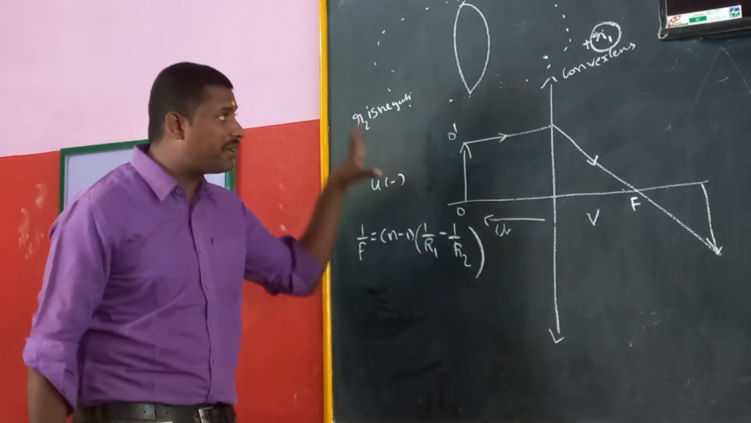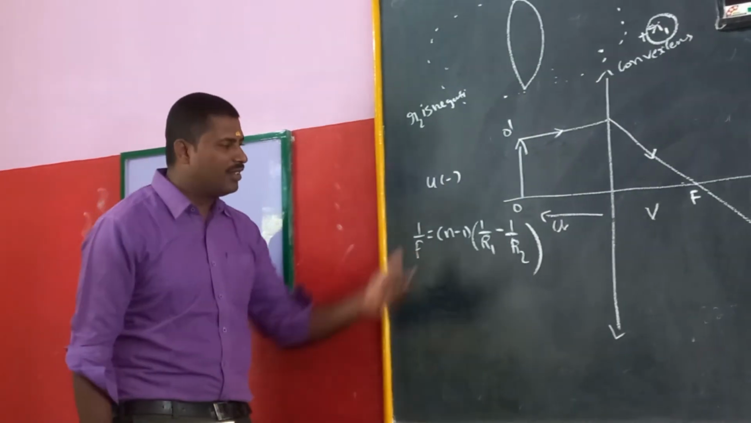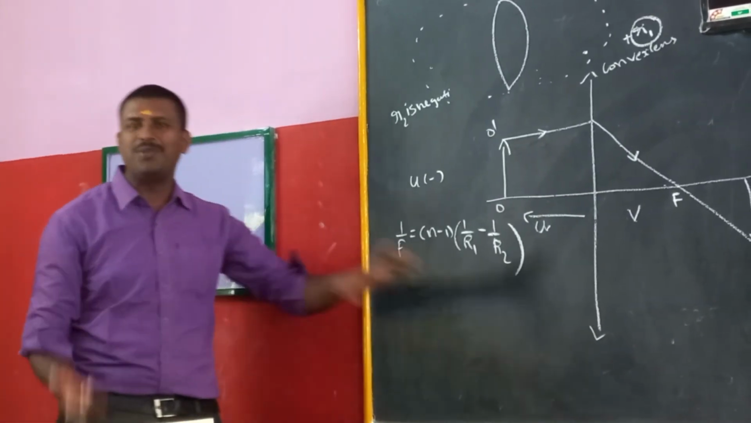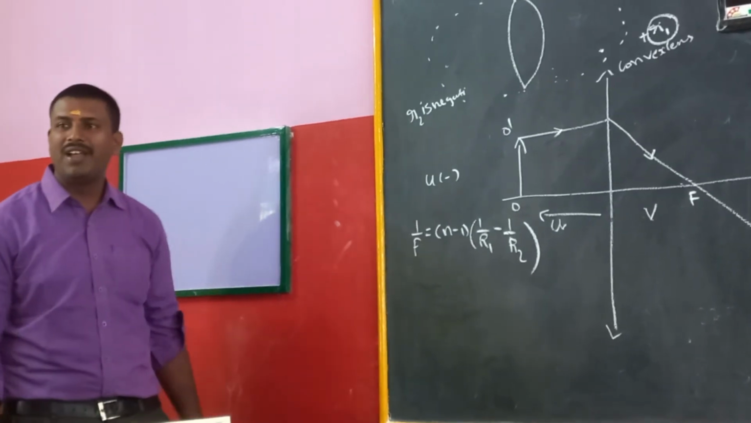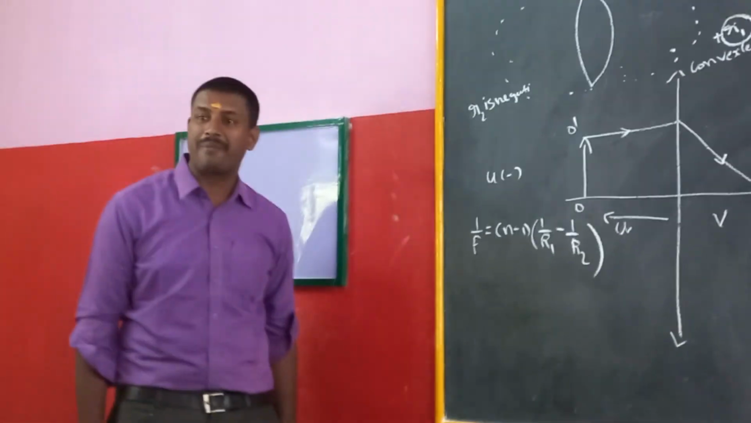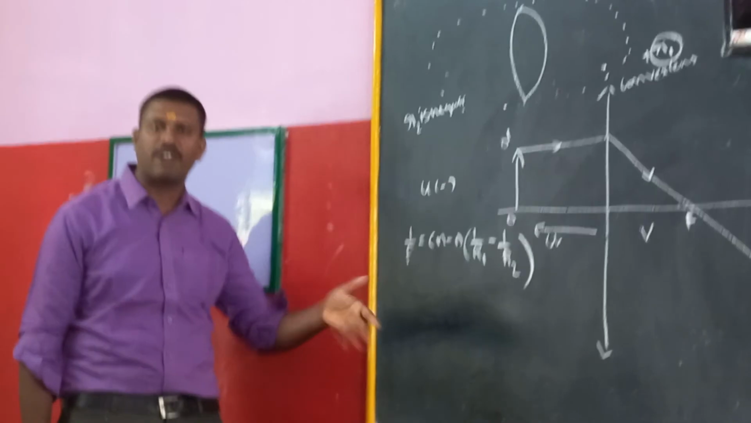And sign conventions are very important. And one more thing, when the real image is formed, u is always negative. When the virtual image is formed, u is always positive. When the real image is formed, R1 is always positive. When the virtual image is formed, R2 is always positive. This is what I have concluded by referring to many books.